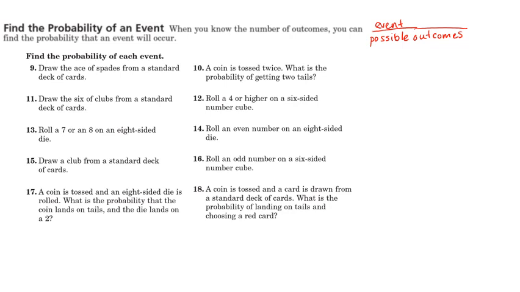So, what I mean by an event, if I ask what's the probability of getting heads when I flip a coin? I have a 1 out of 2 chance because the number of possible outcomes is 2. I can get heads or tails, and the event is getting heads. If I want to know the probability of drawing the ace of spades from a standard deck of cards, there's only one ace of spades in the deck, and there are 52 cards. So there are 52 possible outcomes and only one ace of spades. So I have 1 out of 52.